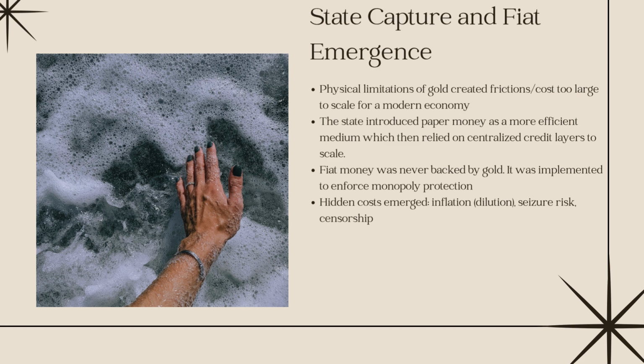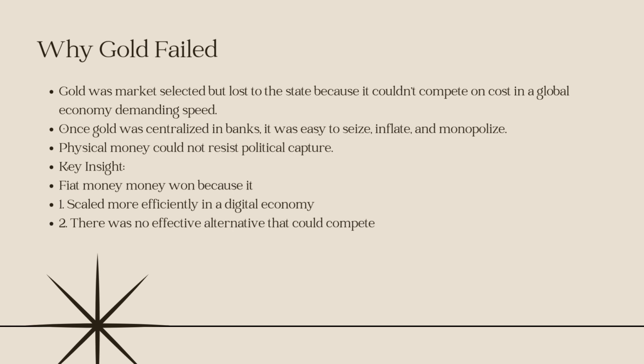So I just briefly touched on this before, but the next slide here is why gold failed. Gold was market selected. It went through this competitive process over a very long time, but as the economy became more global, demanding speed, it really just couldn't compete. And so once gold was centralized in banks, it was easy to seize, inflate, and monopolize by these political institutions. Physical money couldn't resist political capture. So the key insight I wanted to make here is that fiat money won because it scaled more efficiently in a digital economy, and really there was no effective alternative that could compete.